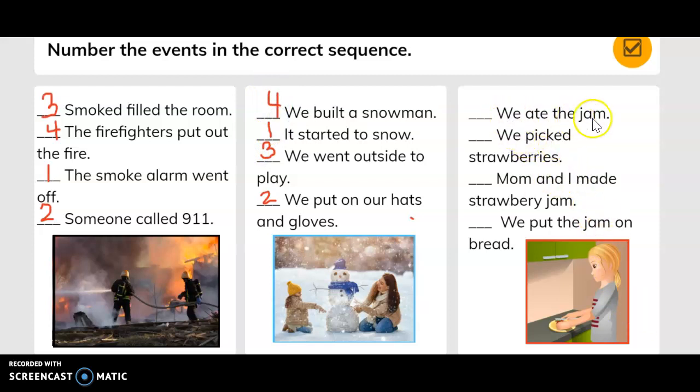The next one says we ate the jam. We picked strawberries. Mom and I made strawberry jam. We put the jam on bread. First thing we did was we picked strawberries. Next thing, Mom and I made strawberry jam. Third one, we put the jam on the bread. 4, we ate the jam.